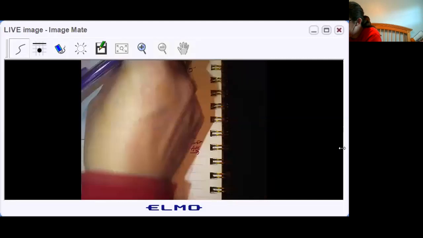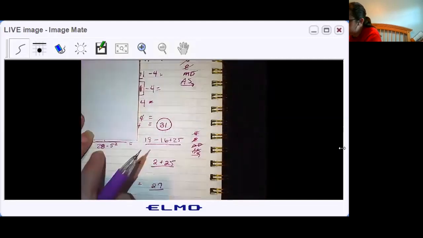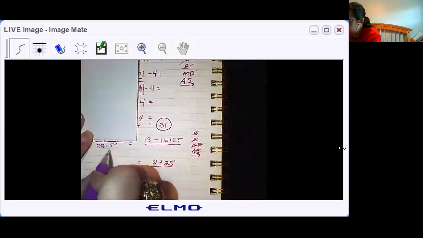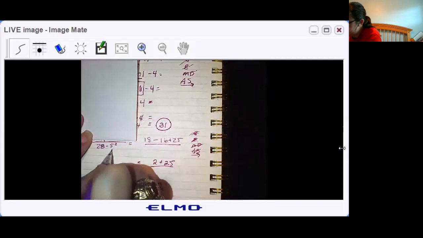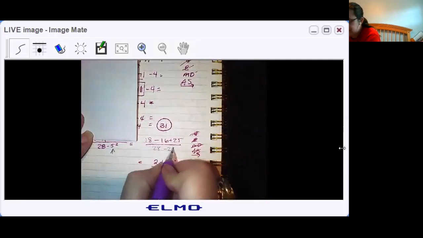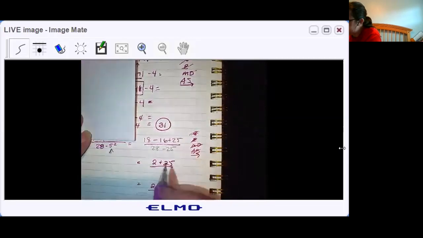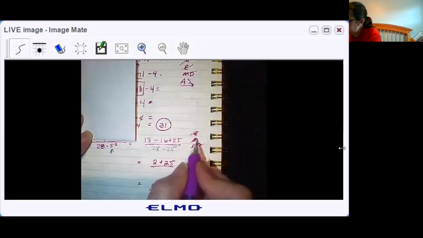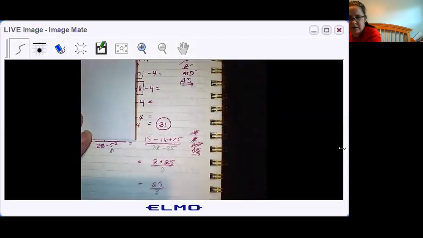So now I'm going to cover up the top and I'm just going to deal with the bottom. 28 minus 5 squared. No groupings, but I do have an exponent, so I got to deal with that first. Well, 5 times 5 is 25. Now I have 28 minus 25. Well, 28 minus 25 is 3. Well, that's the end. That just kind of carries down with everything.